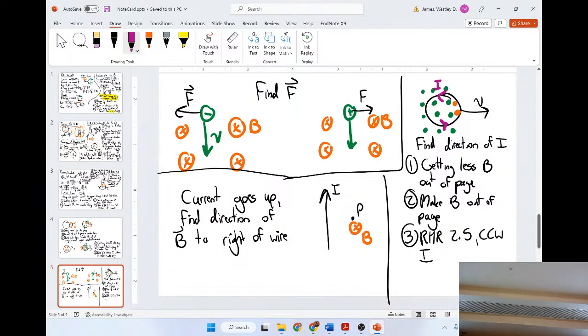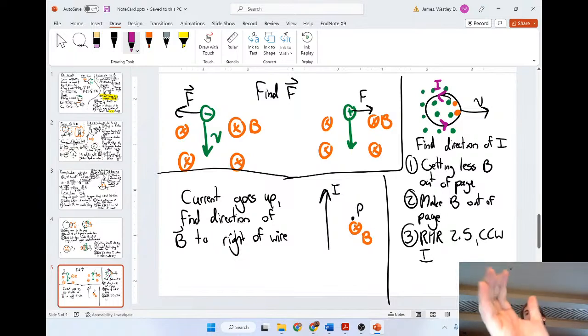So I was losing dots. I need more dots. How do I make more dots? Well, first I just draw ahead and get more dots. Great. Now that I know that, I move to right-hand rule 2.5 and put my thumb that way. My current will be counterclockwise to make that happen. So again, the first few steps have no right-hand rule 2.5 at all. It's just what way do I need to make more field lines? Which way do they need to be to counteract the change?